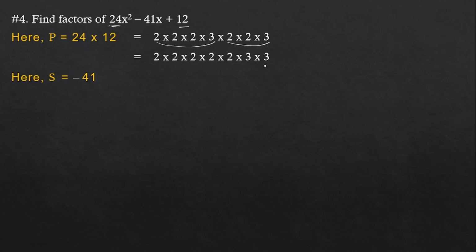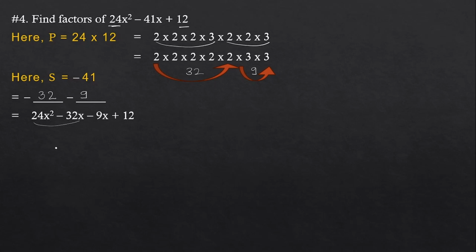On rearranging and trying to find out which combination of factors will give me 41, we find that 2 power 5, that is 2 multiplied 5 times, is 32, and 3 times 3 is 9, and when they are added we get 41. Since the middle term is negative, either both of the terms have to be negative or one of them has to be negative. So on some hit and trial, we find that negative 41 can be written as negative 32 minus 9. So the middle term splitting looks like 24x square minus 32x minus 9x plus 12.